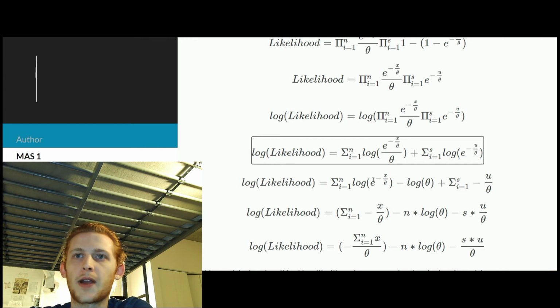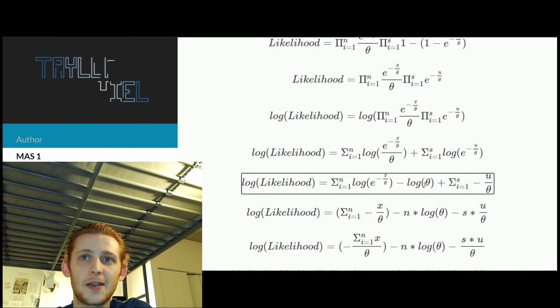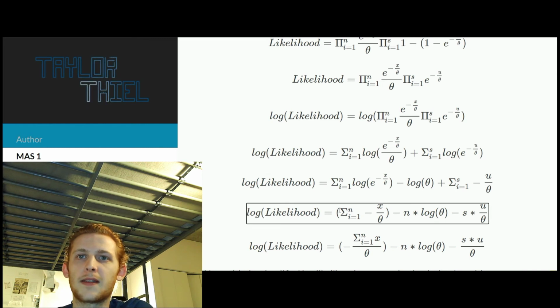We then can break this up into its two components. The summation of a constant n times is just going to be equal to n times that constant. And so here we're breaking this summation into just the left component, and the natural log of e to something is just that something. So that's why we just have the summation of negative x over theta minus, and then this is not included in the summation, we broke it out, n times the logarithm of theta.